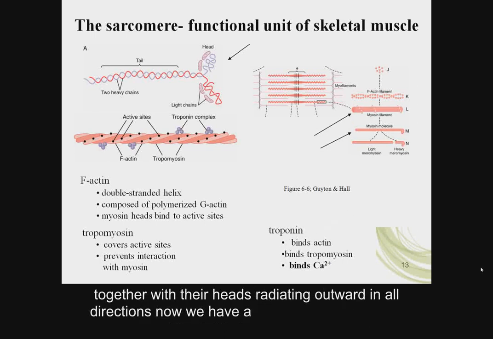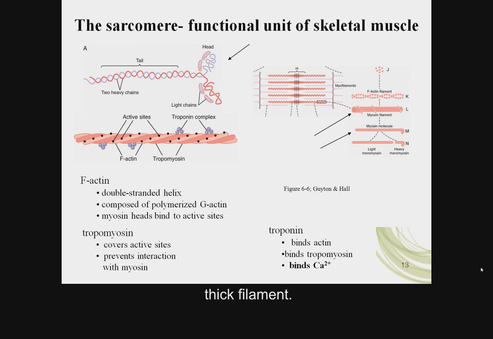You'll now notice this third arrow. When we have many myosin molecules associated together with their heads radiating outwards in all directions, now we have a thick filament.